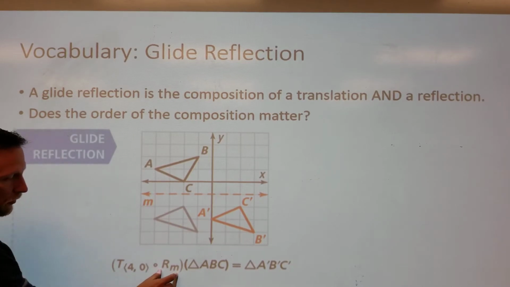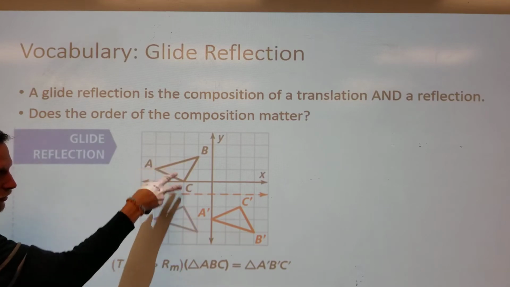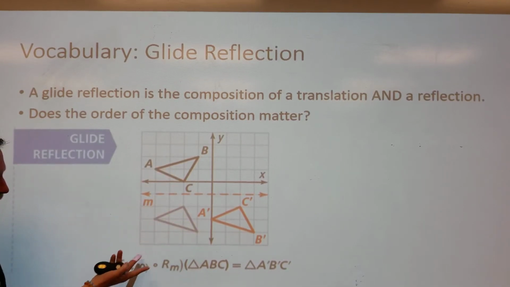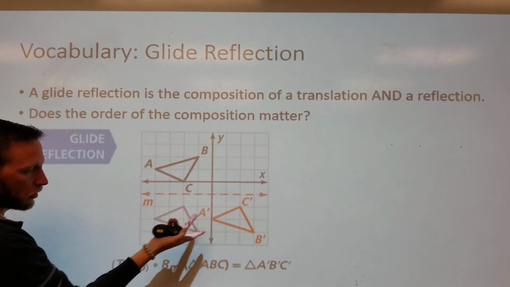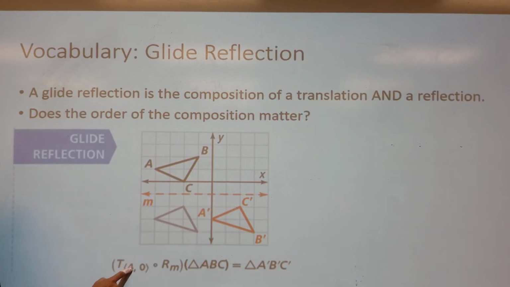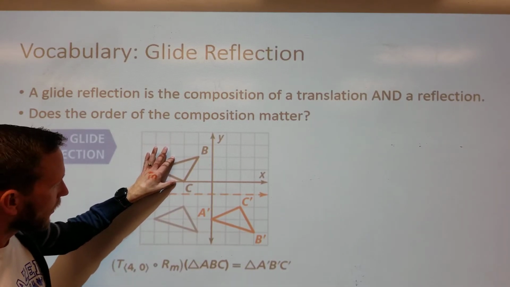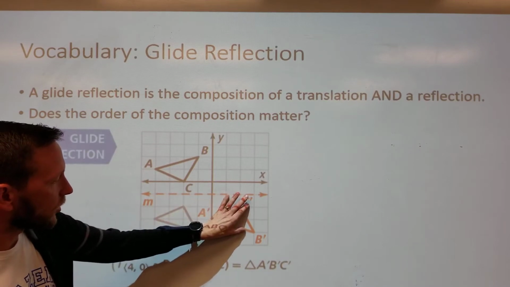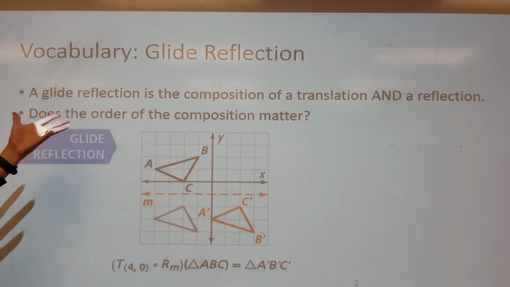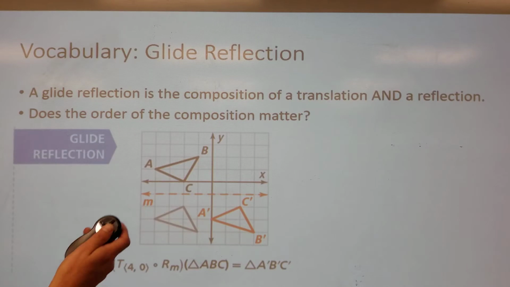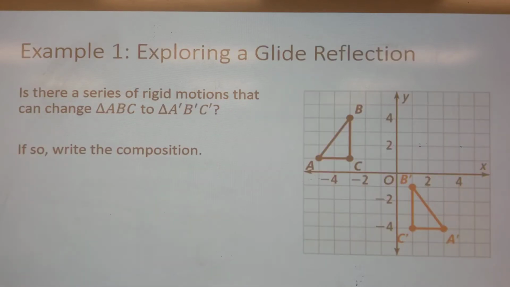Again, when we reflect over line M, we get this gray triangle from triangle ABC. Then when we translate that reflection to the right 4 spaces, we now have our new triangle A prime, B prime, C prime, all right? So this is a reflection and then a translation. That is what a glide reflection refers to, a composition of a translation and a reflection.